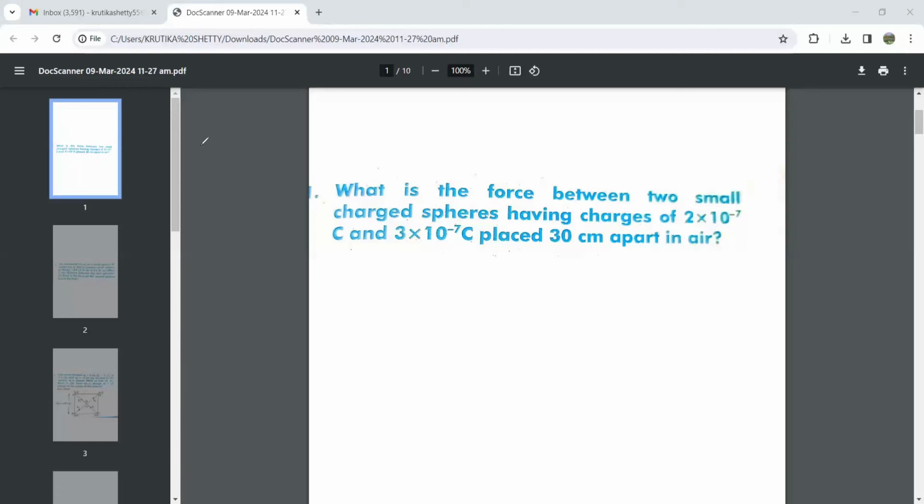Okay, just for your refreshment of the formulas, we will discuss once, right? So see, the first formula in this lesson which we are studying is nothing but quantization of charge.